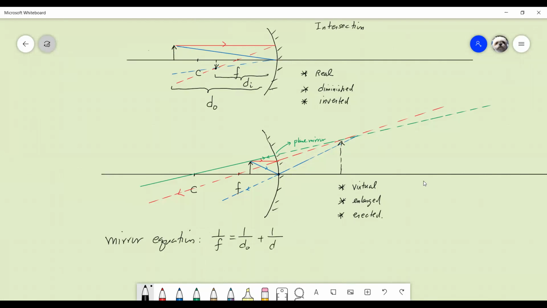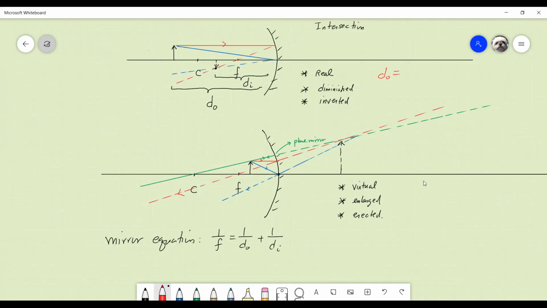Now we have this so-called mirror equation. The reciprocal of f is equal to the reciprocal of the object distance plus the reciprocal of the image distance. Now let's go and verify that. I'm going to use this as an example. Let's say my object distance here is, what does that look like?